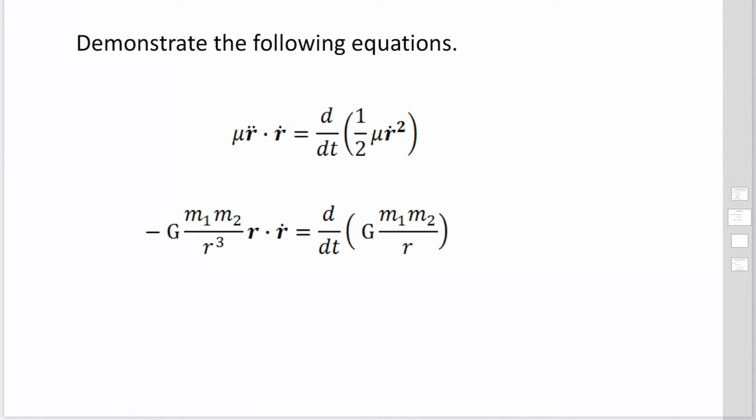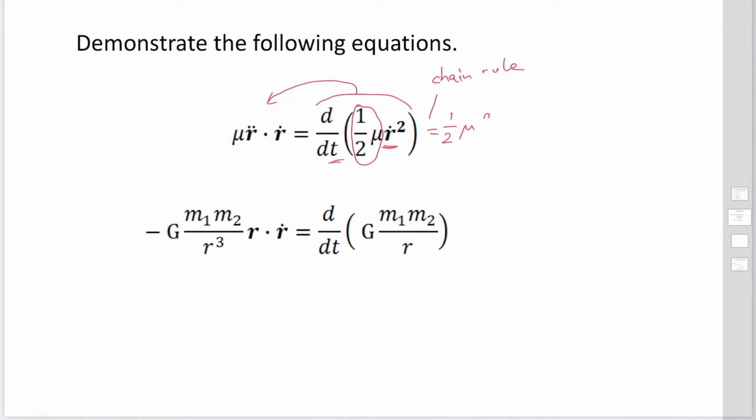So now I'd like to show you. Maybe it's better to start from the right hand side to go to the left hand side. So you consider the derivative with respect to t. But actually this is r dot, so we should use the chain rule. This is the chain rule. And 1 over 2 mu is a constant value, so you can move it outside of the derivative.